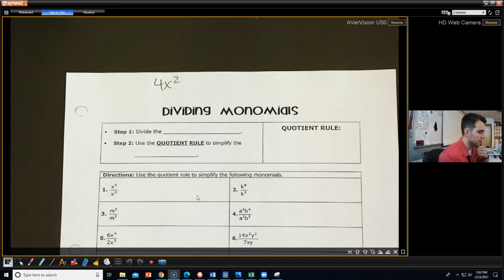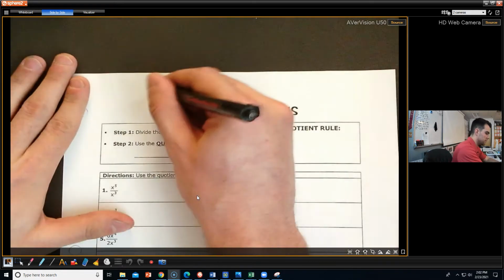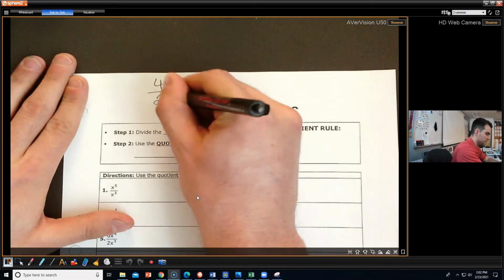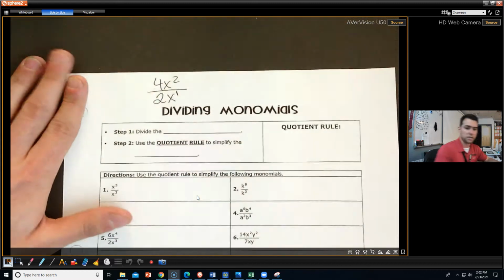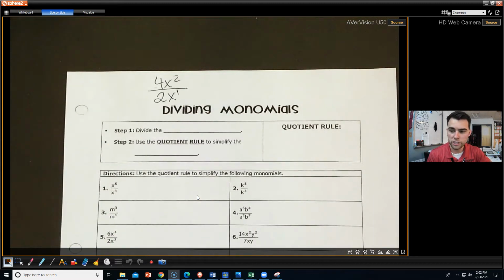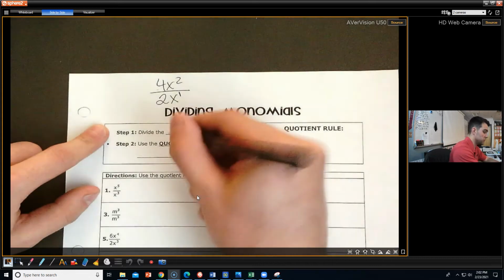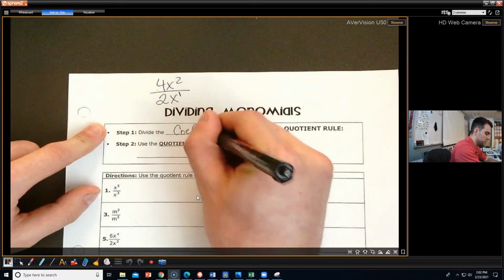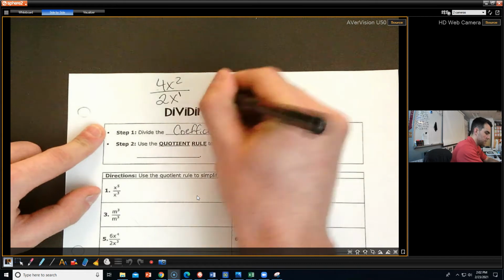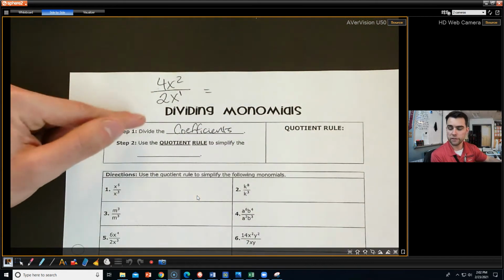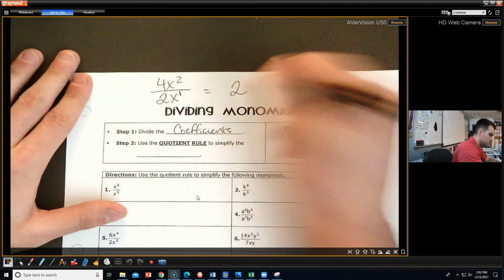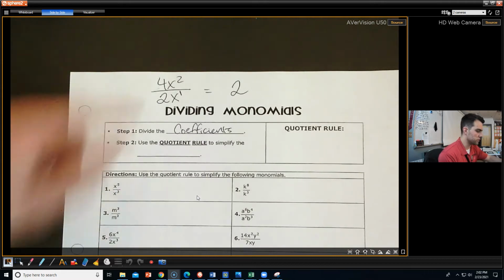If I'm dividing monomials, you might see something like 4x squared divided by 2x to the first power, just like that. There are two steps to do this. The first thing we do is divide the coefficients, if it's dividing. Looking at this example, 4 divided by 2 is 2. And then I need to use this quotient rule to simplify these guys.